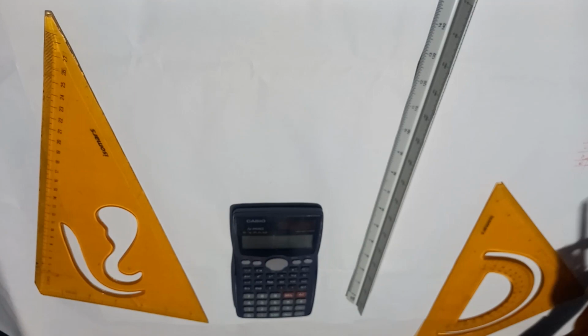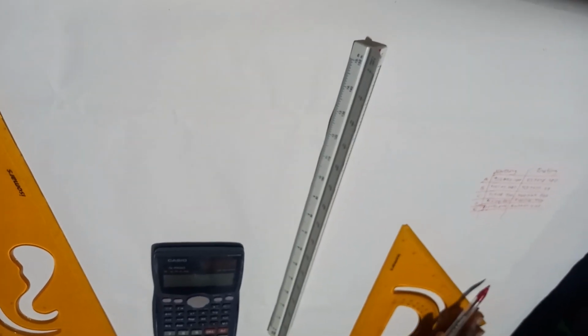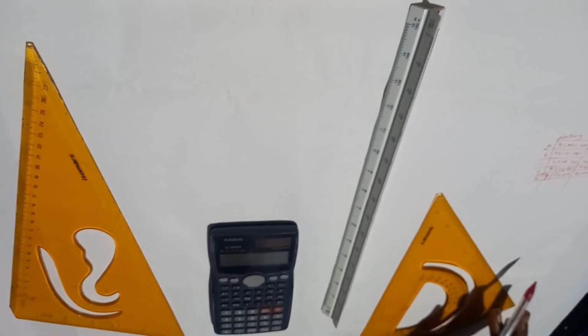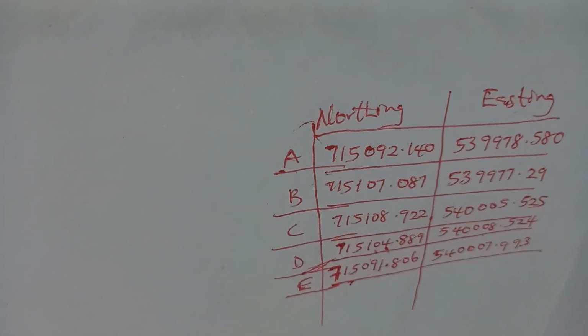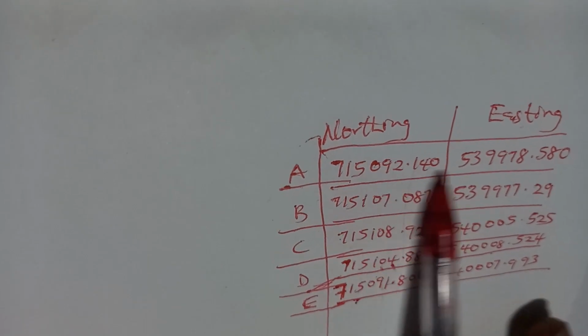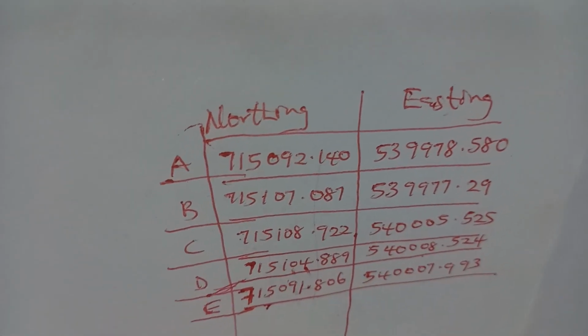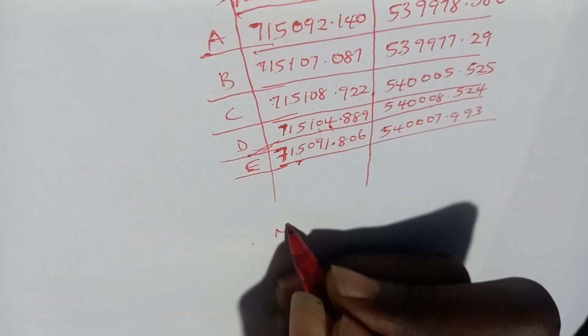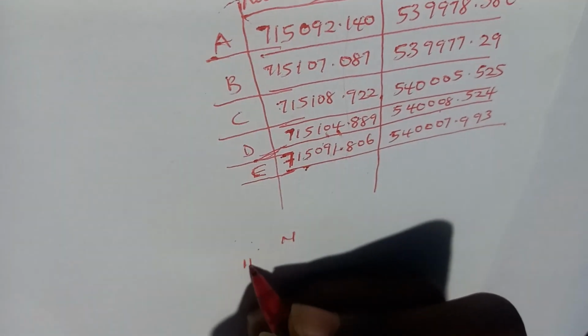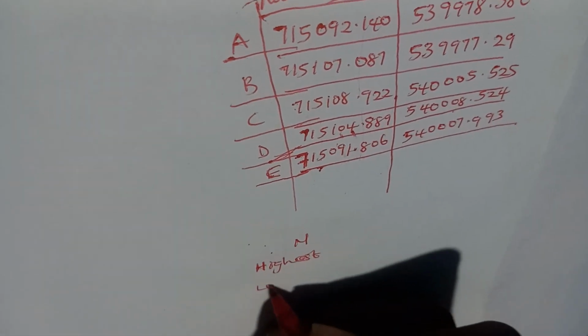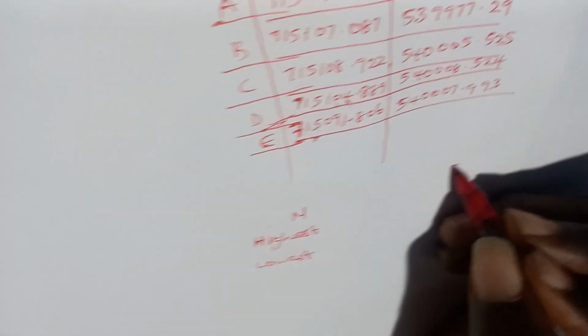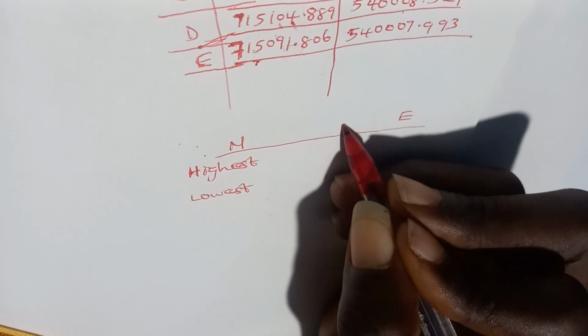For you to get it done, the first thing to note is, after you have the list of coordinates that you want to plot out, you have to get the lowest and highest value for your northing and easting. So to get my lowest and highest values, I'm going to look through these values that we have for my northings. What I'll simply write here for my northings is highest and lowest, while for my easting as well, highest and lowest.